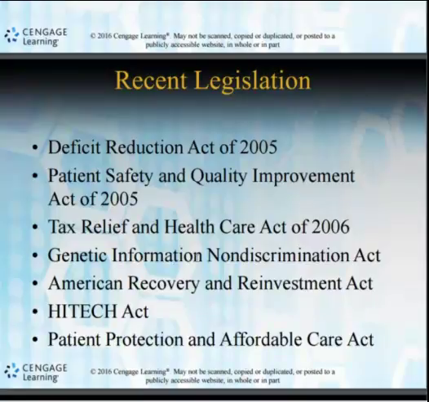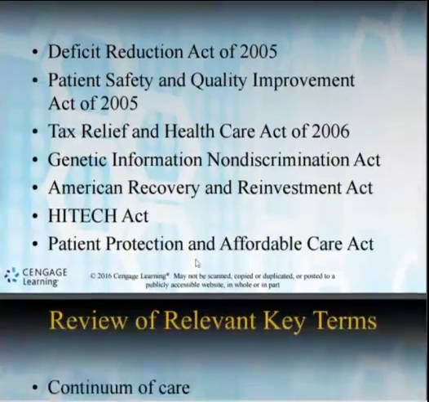The American Recovery and Reinvestment Act was the one where they gave money if you would begin to set up your information system. HITECH, this was where they placed incentives for meeting certain steps in the process of going electronic. And then the Patient Protection and Affordable Care Act was our health care reform.